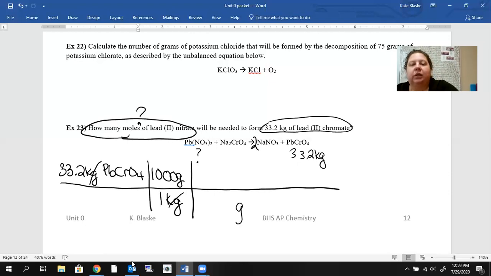I'm going to change grams of PbCrO4 into moles of PbCrO4. So 1 mole of PbCrO4, I need to go to my periodic table and add together the molar mass.